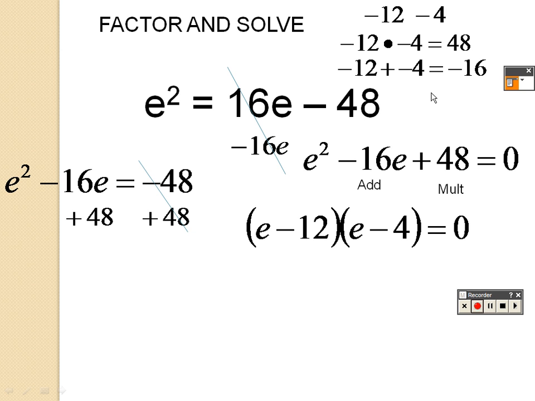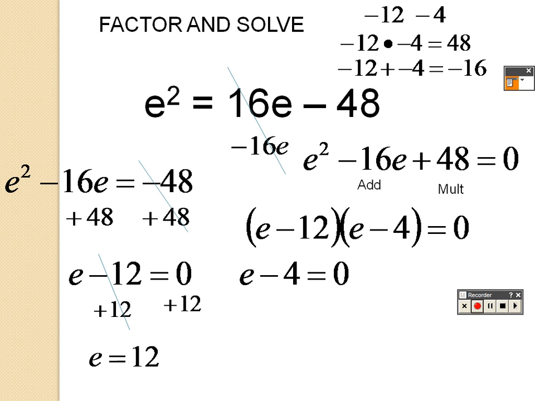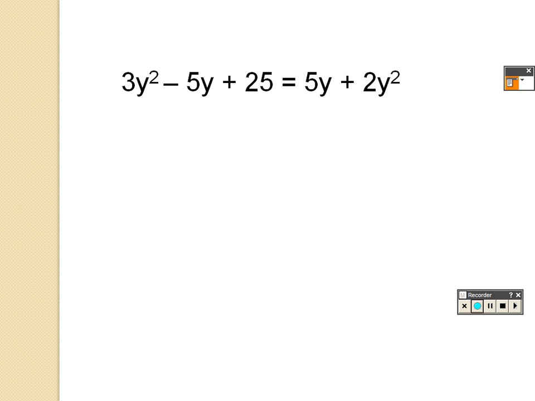So I separate those into e minus 12 and e minus 4. So when I go to solve these, separate each of them to set equal to 0. I add 12 on both sides, so I get e equals 12. I add 4 to both sides, so I get e equals 4. So 12 and 4 are my answers.